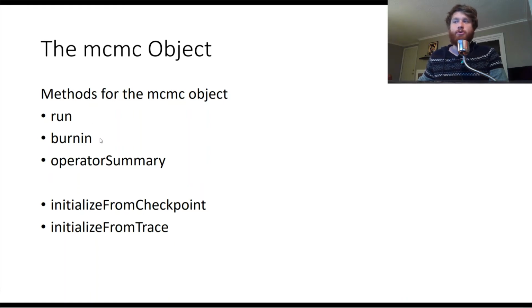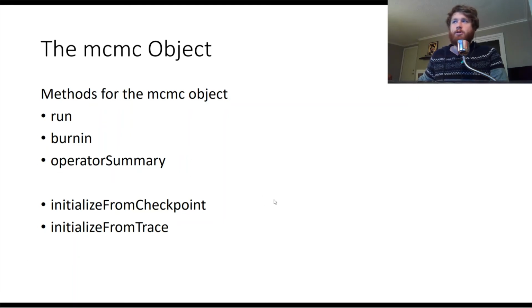This is if we want to tune our parameters or get a good starting point for our MCMC. Then there's operator summary, to see how our moves are performing, whether they have an ideal acceptance ratio, if they're being used enough, or if they have the correct weight. So this is good for getting some of that information.